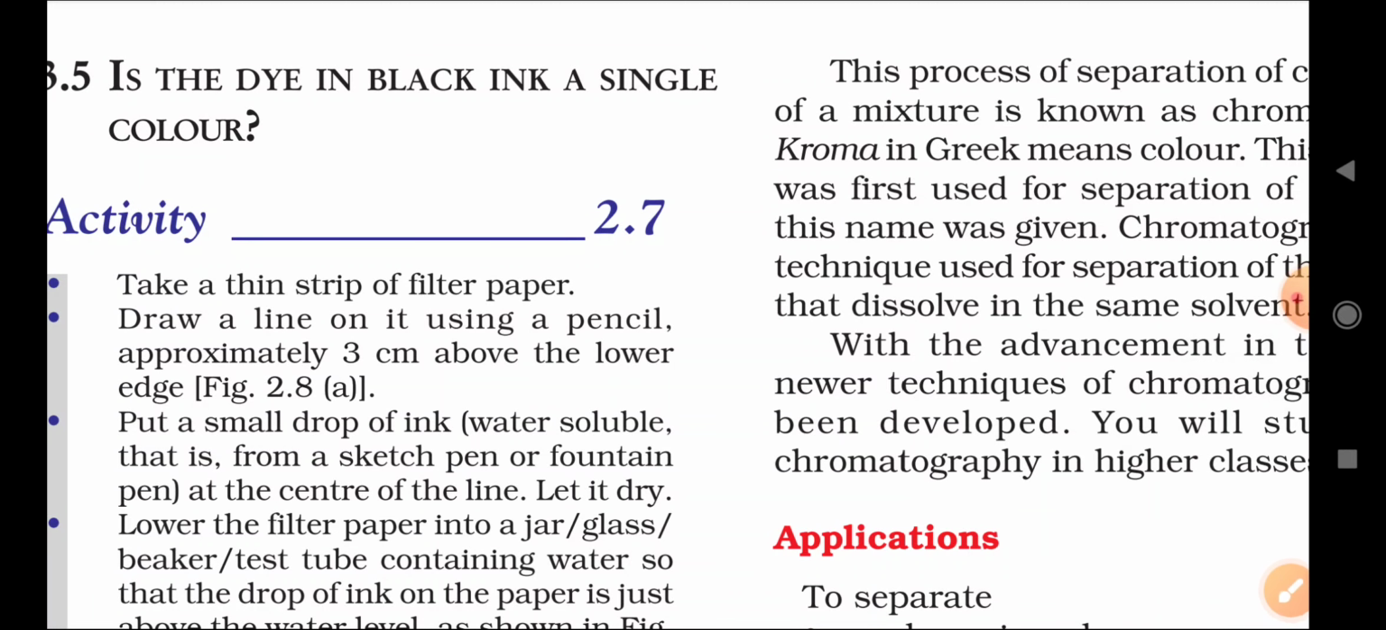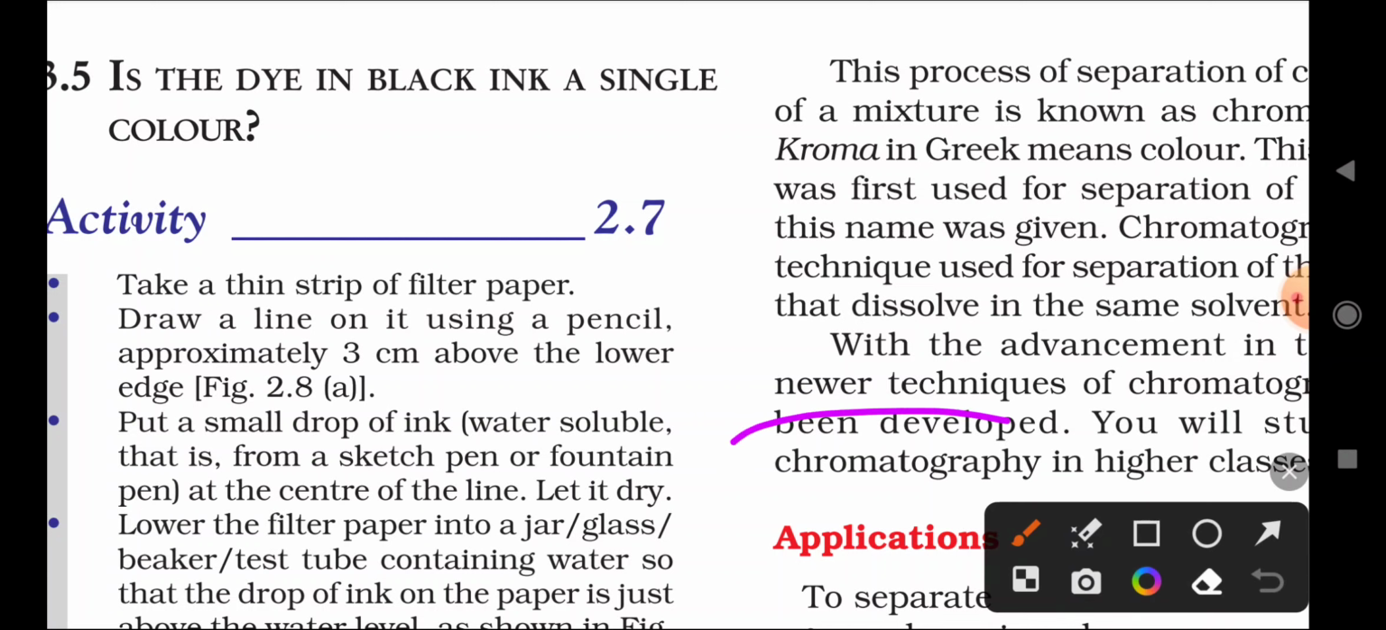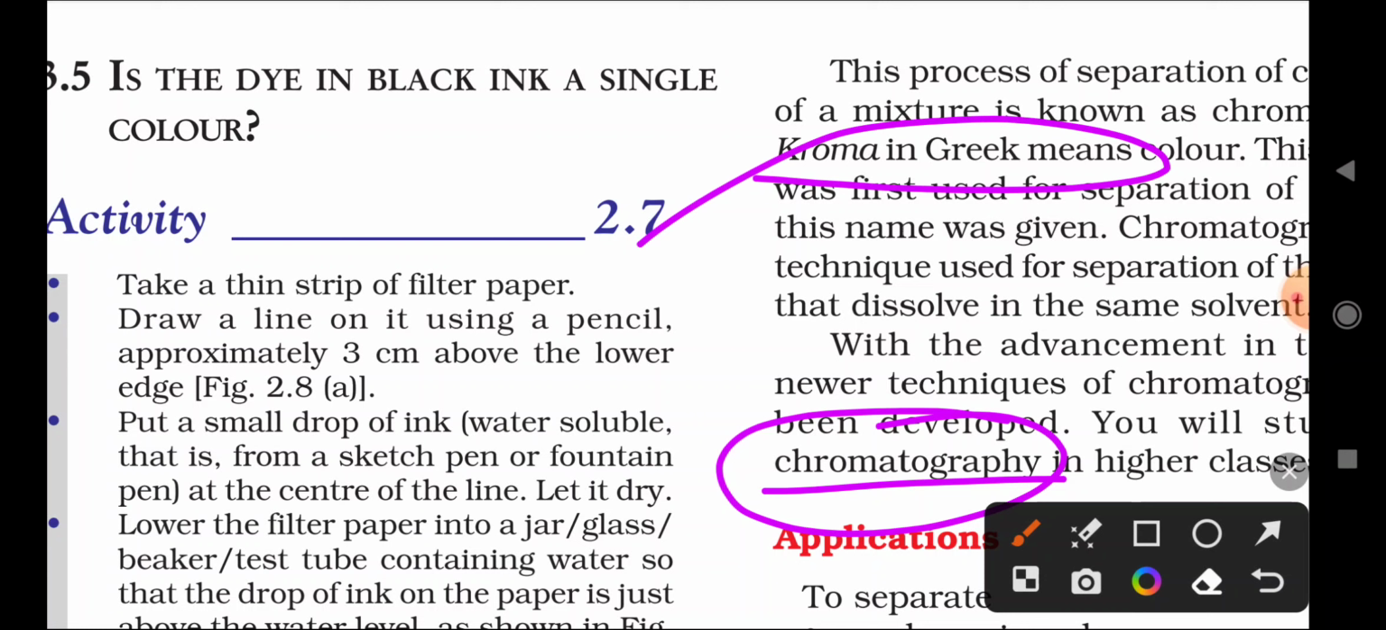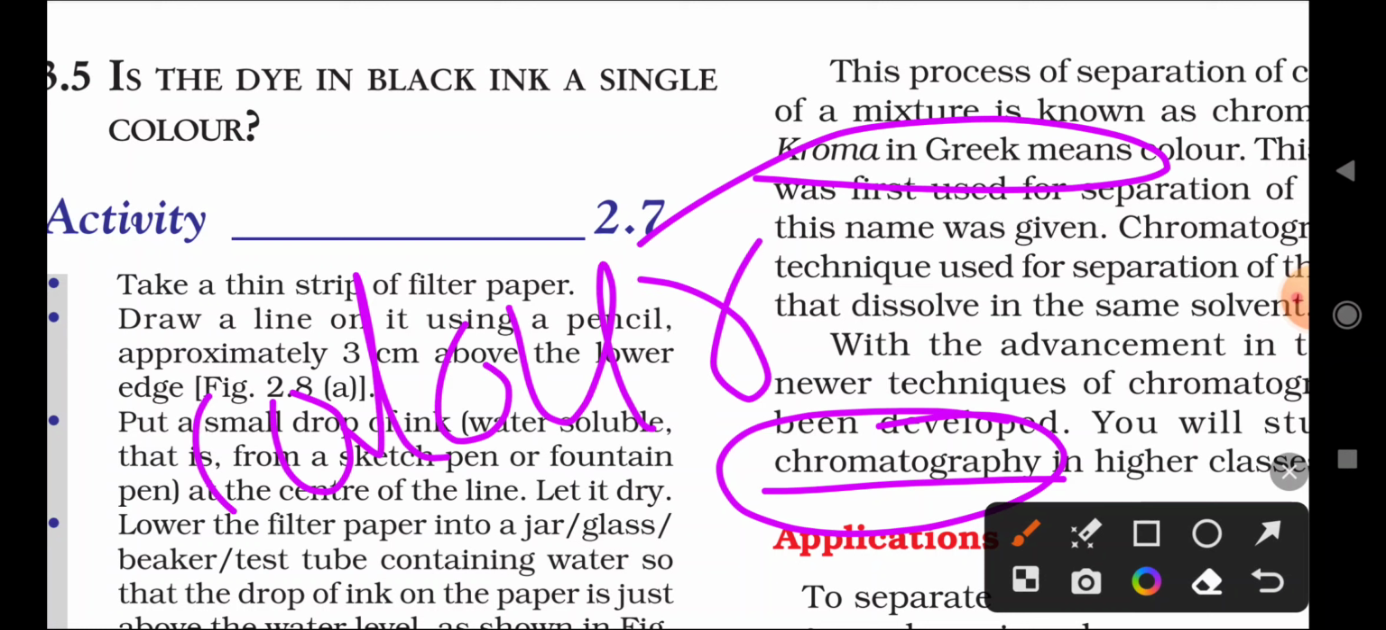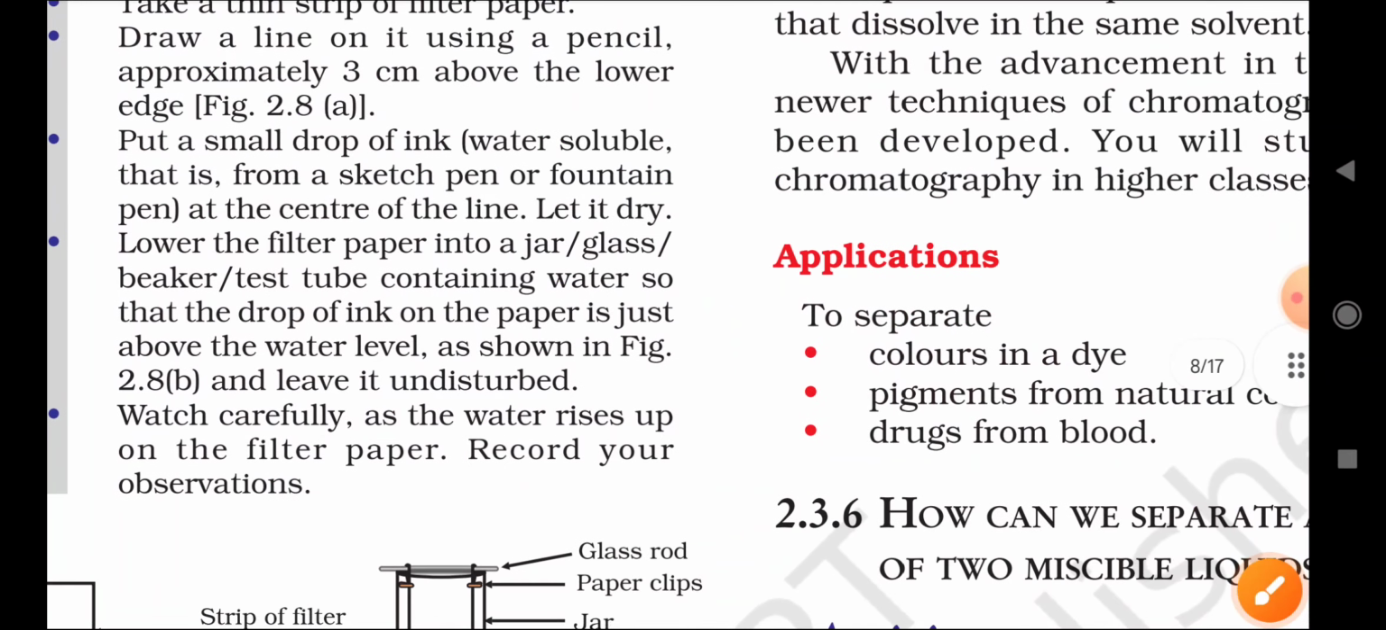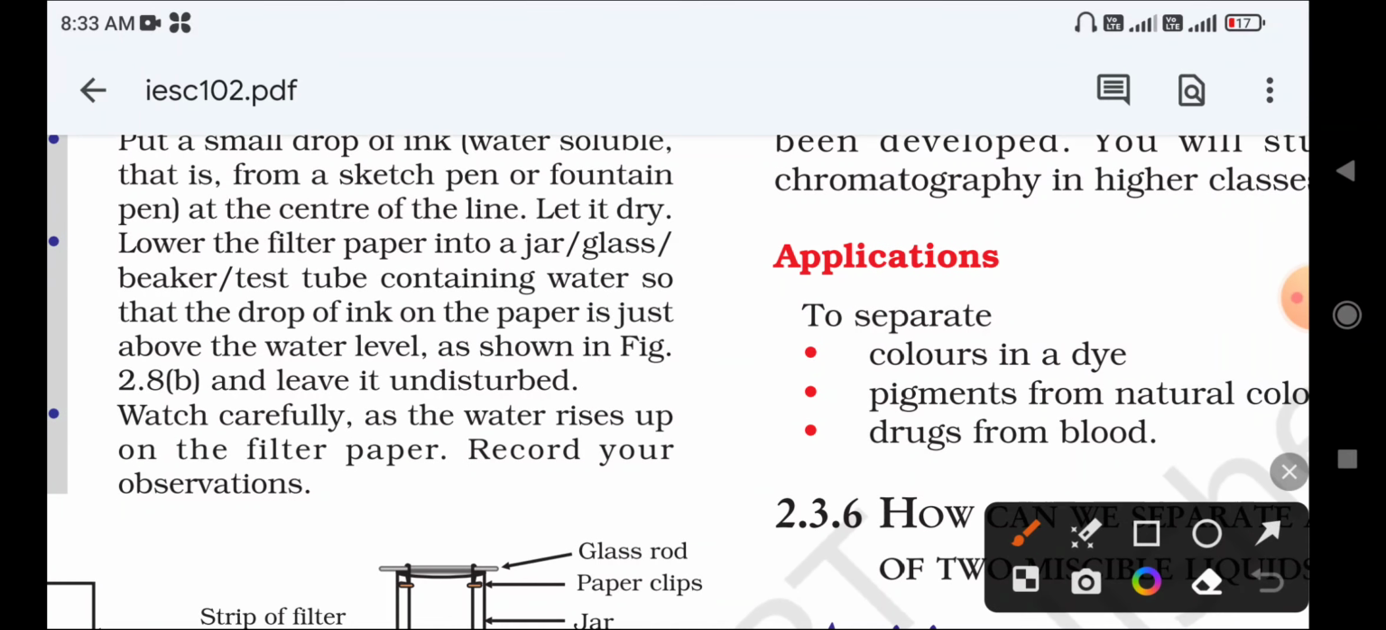This is how we can separate a color from a dye, using the method called chromatography. Remember that the method by which we can separate the color from a dye is called chromatography. The term chromatography came from the Greek word chroma, which means color. It is used for the separation of colors in a dye, pigments from natural color, and drugs from blood. These are the applications of chromatography.